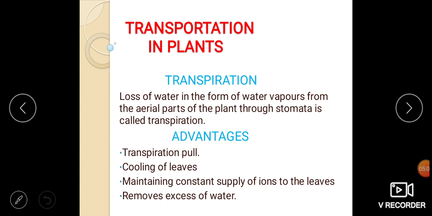When we are studying about the transpiration pull, let us recall what transpiration is. It is the loss of water in the form of water vapor from the aerial parts of the plant through the stomata.